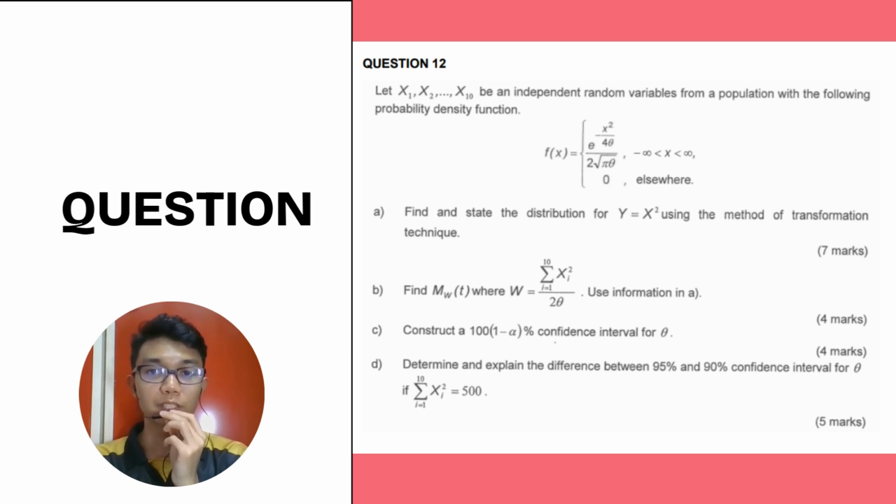For question 12, let X1, X2 up until X10 be independent random variables from a population with the following probability density function, f(x) equals e to the power of negative x squared over 4 theta, over 2 square root of pi theta, with the range negative infinity to infinity. We will go through all 4 parts: A, B, C, and D.